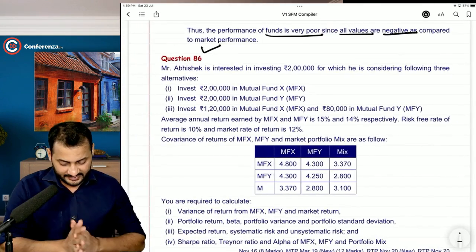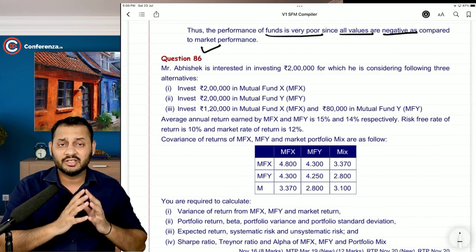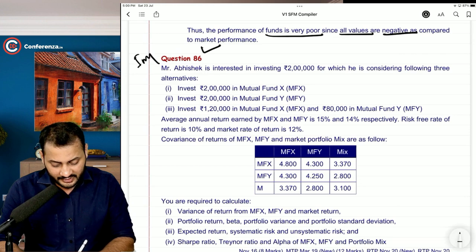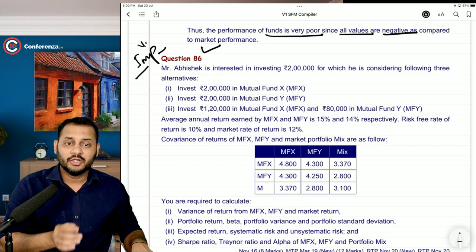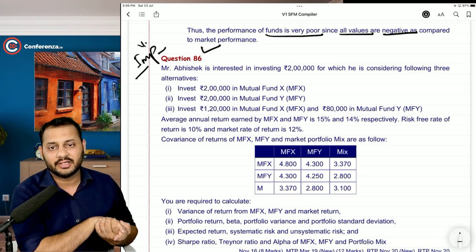Okay, question number 86 now. Have a look. This is going to be an amazing question where you are going to learn around 11 concepts in just a single question. So please make sure you mark it as important, very important. Why very important? Because you are going to learn lots of concepts in that. I will just take a break and I will be back with this question.